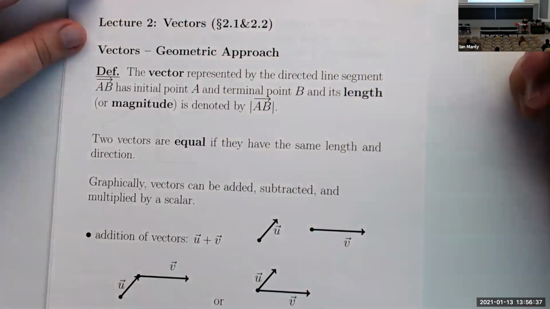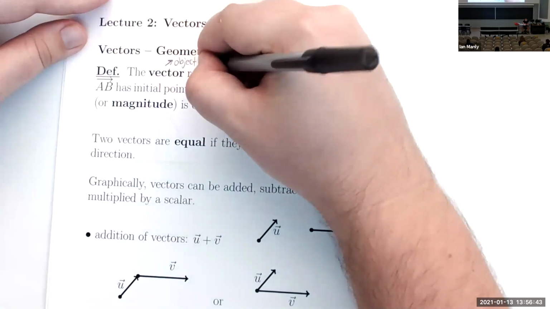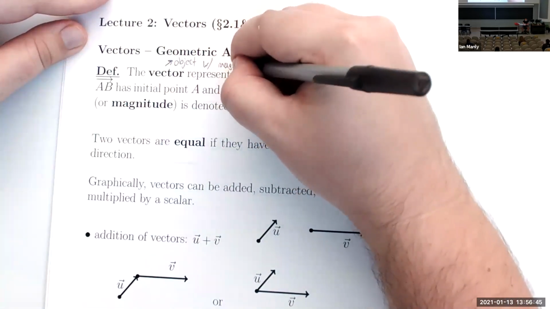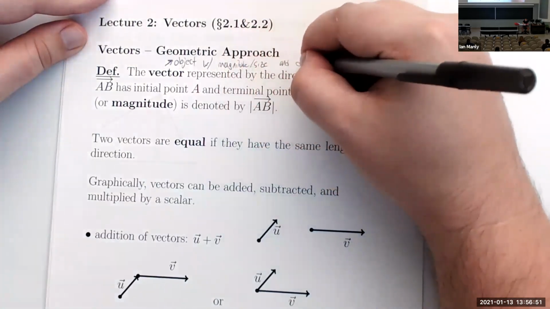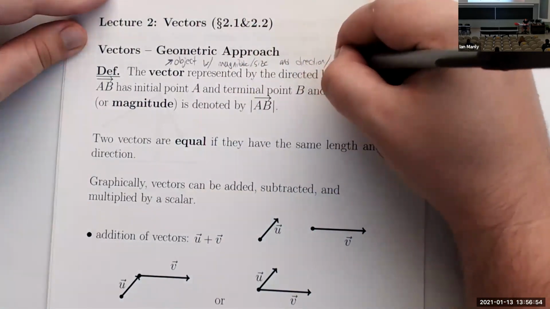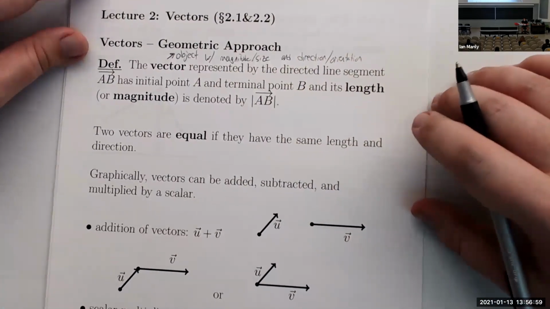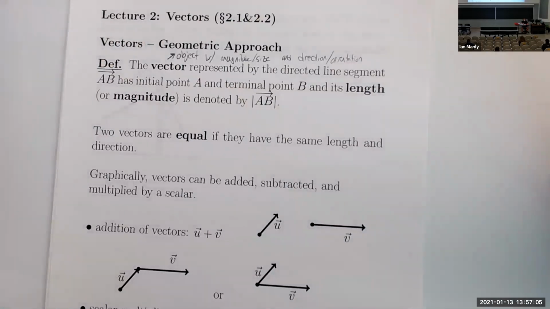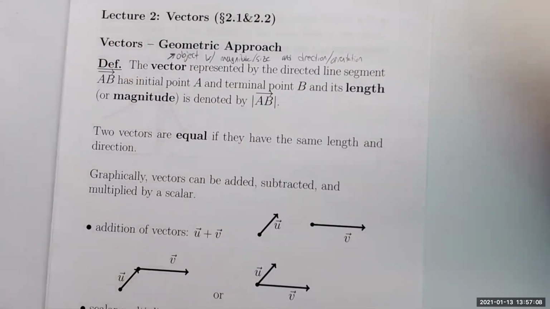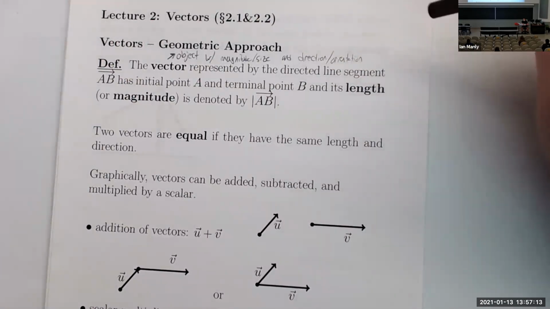All right, well let's remind ourselves what a vector is. A vector is an object with magnitude or size and direction or orientation. So far in calculus, we've restricted our attention to what are called scalars, or just ordinary numbers like 2 or pi or 10. Vectors are a bit more complicated because not only do they have a size, like 3 is bigger than 2, but they also have a particular direction that they're pointing in.